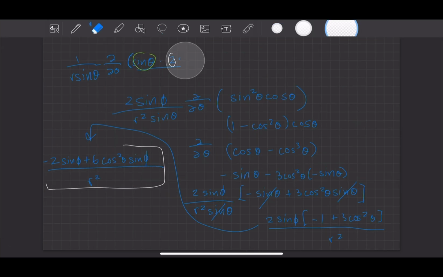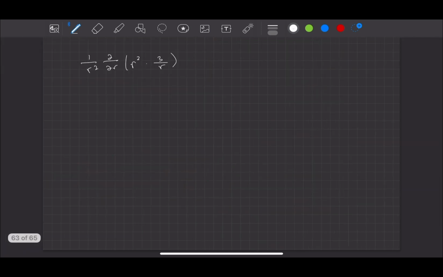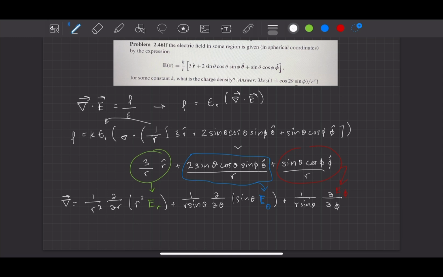So first up, we're going to do the E sub r term. I'm just going to copy and paste that part. We're going to replace the E sub r with the actual r component right here, and we're just going to solve. So cancel out the r's, take the derivative, and then multiply by the 1 over r squared. So we're just left with 3 over r squared. That one was pretty easy. So I'm going to take that and add it right under its respective expression.